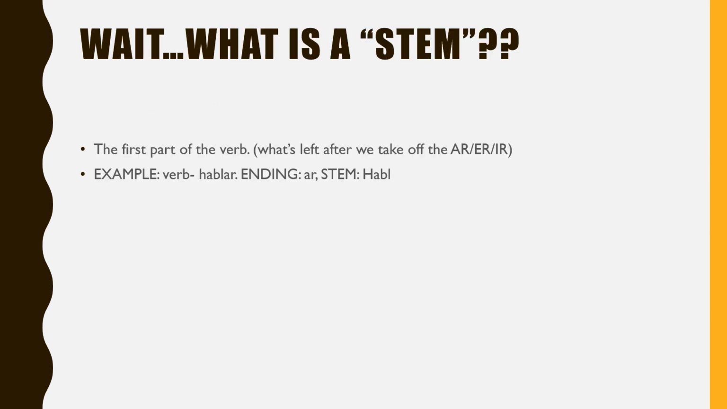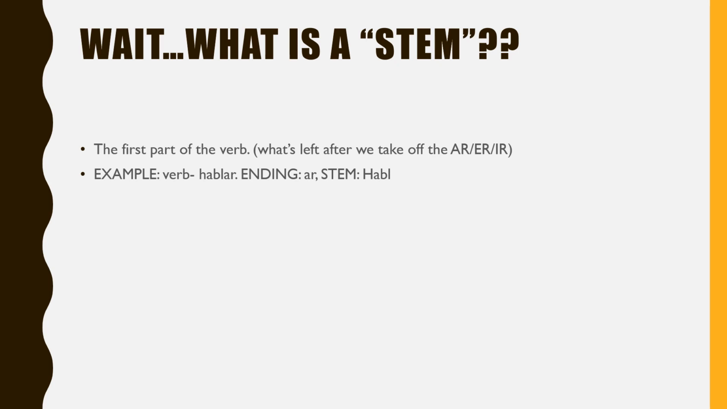So what in the world is a stem? The first part of any verb that we use is called the stem. Whenever we are conjugating, if you watch the present tense video, you take the AR, the ER, or the IR off the end of the verb, and what you are left with is the stem. That's the part we put in every one of the boxes, and then you fill in the endings.